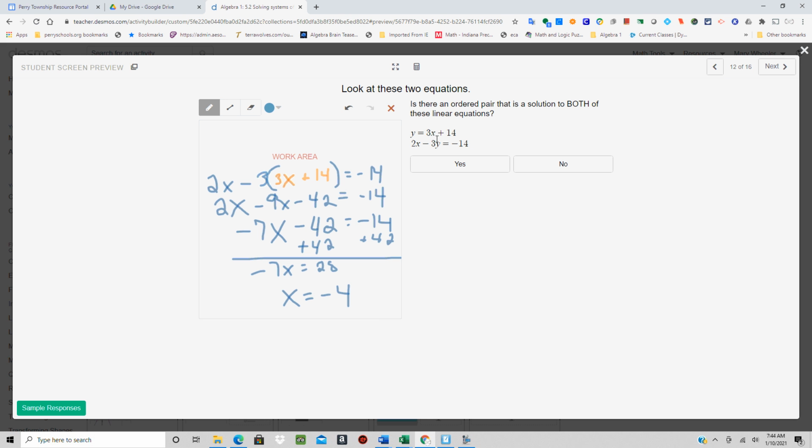So now I'm going to plug it in. And again, it doesn't matter which one, but I think the top one on this one is easier. So y is going to be 3 times negative 4. Oops, I thought I changed colors. I did not. Plus 14. 3 times negative 4 is negative 12. Negative 12 plus 14 is 2. So I want to write that as an ordered pair, and it would be negative 4 comma 2.